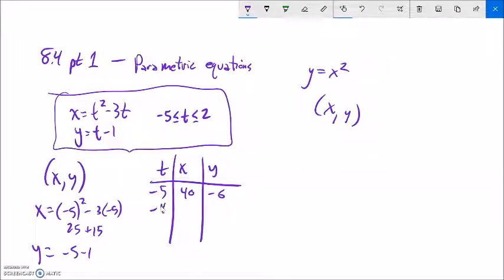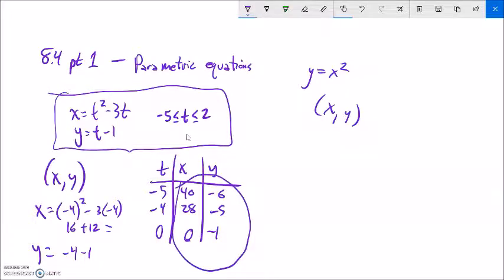We could go through and get other values too, like when t is negative 4. This would be 16 plus 12, which is 28, and y would be negative 4 minus 1, so negative 5, and so on. Notice that in this particular setup, y is changing linearly and x is changing quadratically. We could keep doing these in order. If t is 0, x would be 0 and y would be negative 1, and so on. We have all these points.